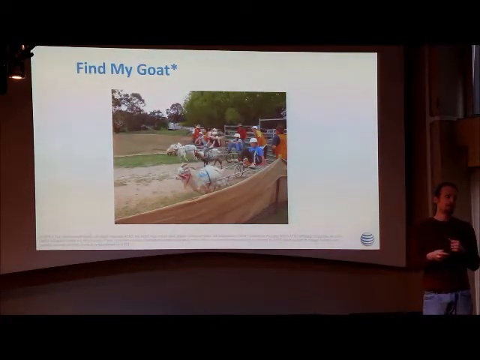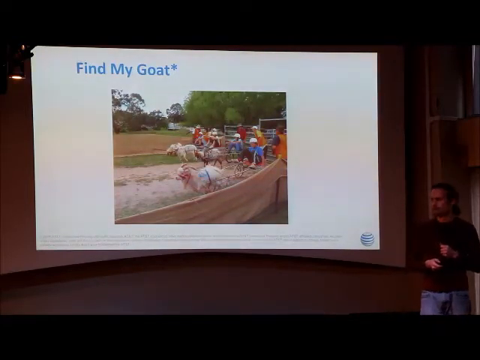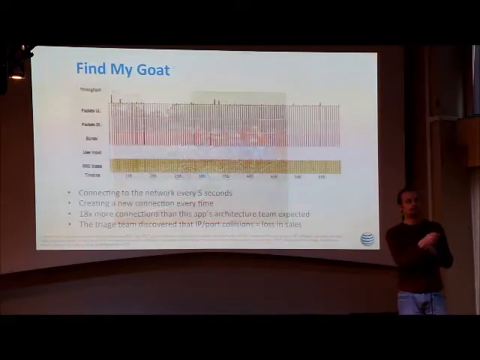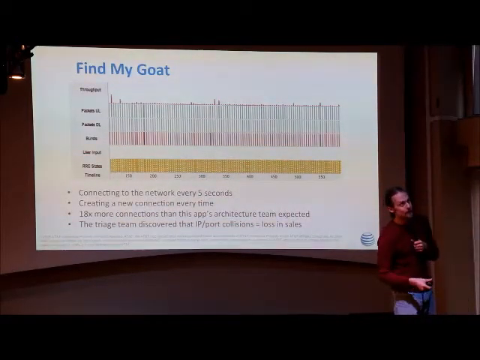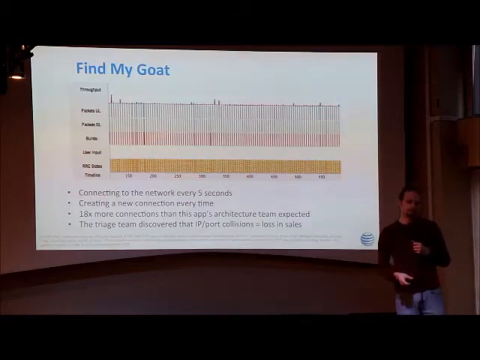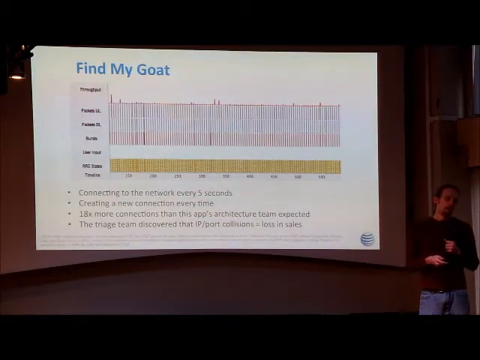And so this is an app, I'm calling it Find My Goat. It's not really called Find My Goat, it's a different application. But the idea is we want to find the goat. And so this is a trace from Arrow. And what this app is doing is every 5 seconds it's pinging the network. Where's the goat? Where's the goat? Where's the goat? When we first tested it, nothing was a problem.